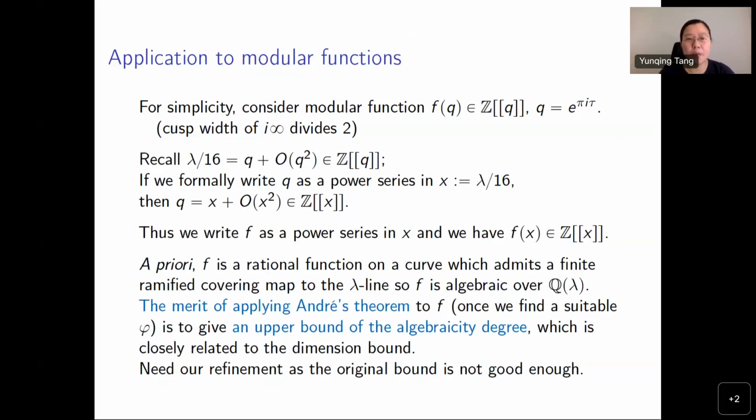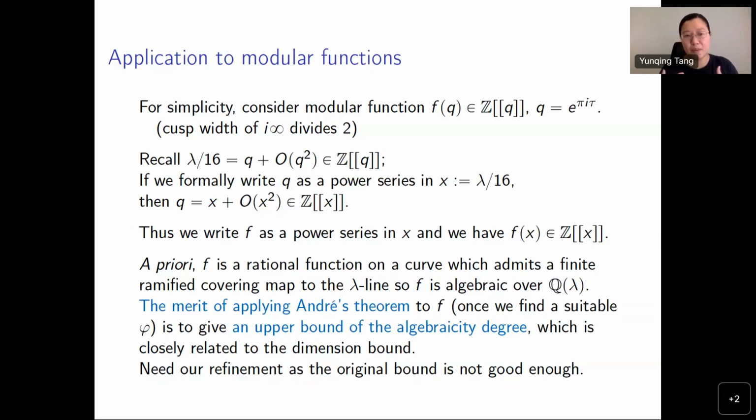And then, a priori, we know that it's a rational function on a curve which admits a finite ramified cover to the lambda line, and hence it's algebraic over Q(lambda). Once we can find a suitable phi in Andrews' theorem, we'll be able to give an upper bound of the algebraicity degree, which is closely related to the dimension. Why?